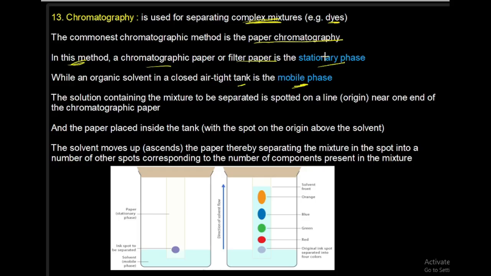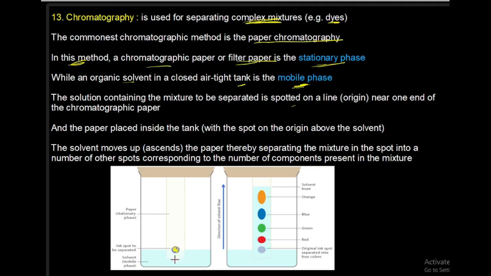Paper chromatography involves a stationary phase and a mobile phase. The filter paper is the stationary phase. The organic solvent is the mobile phase, the one that can move. The solution containing the mixture to be separated is spotted on a line near one end of the chromatographic paper, like we have here. This is the dye here, spotted near one end of the chromatographic paper.